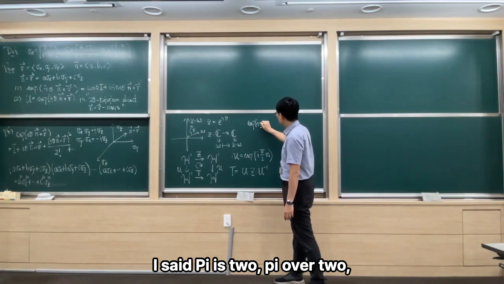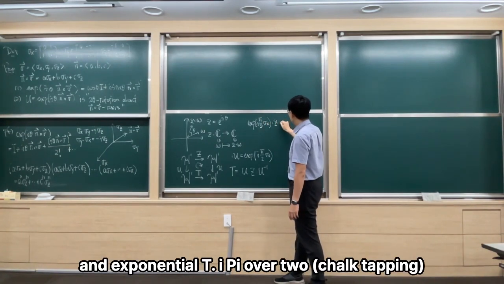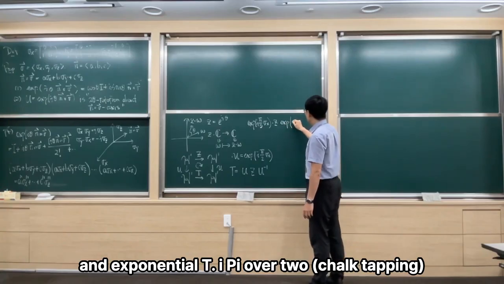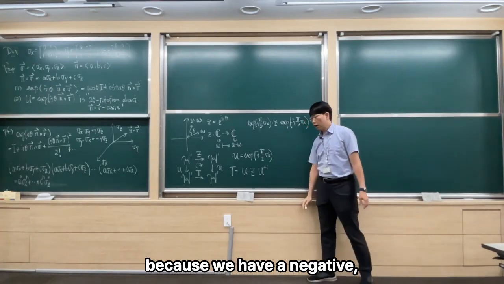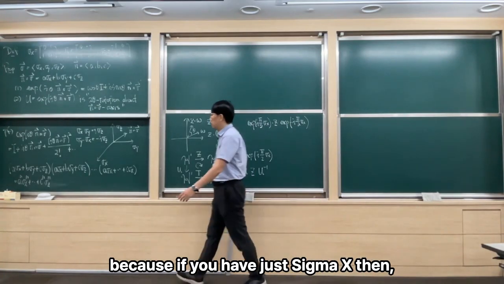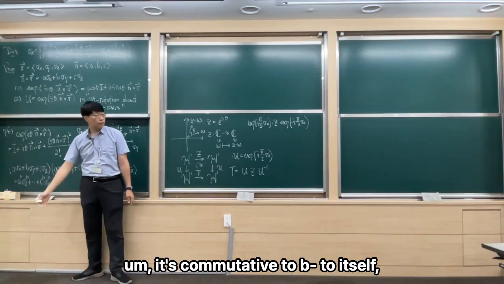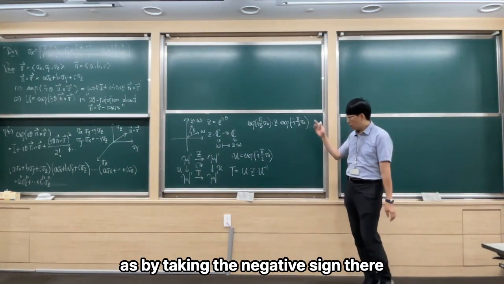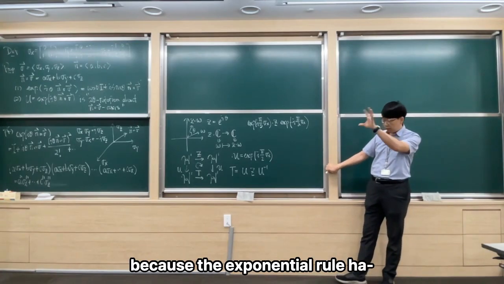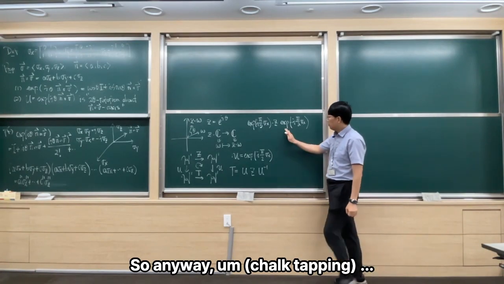Z, with U being exponential of i pi over 2 sigma x, and then exponential of i pi over 2 minus sigma x. So minus, because we have a negative. Because if you have just sigma x, then it's commutative to itself. So you can take the inverse by taking the negative sign there, because the exponential rule is true for the exponential function.